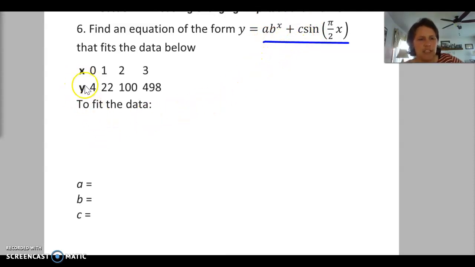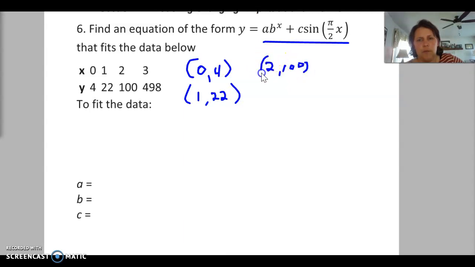So the information that they give us here, we're given 4 different values, and really these are points that we could find on our graph: the point 0, 4, the point 1, 22, the point 2, 100, and the point 3, 498. And this is actually how we're going to solve this. We're just going to say this is an equation. We have 3 unknowns. We have 4 points that we can plug in. Let's just start plugging in points and see what happens.